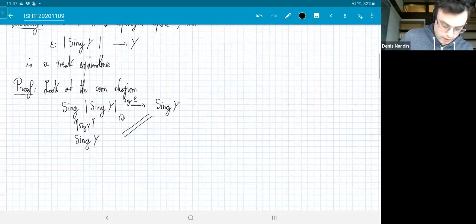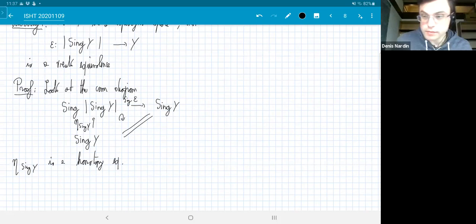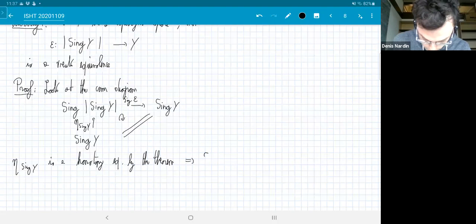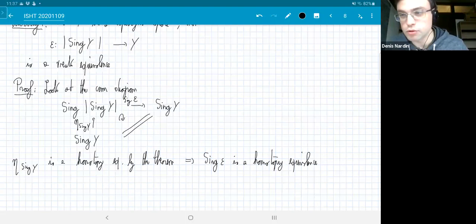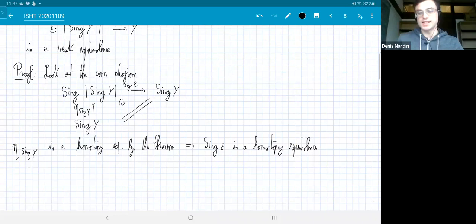And eta sing y is a homotopy equivalence by the theorem. Therefore, sing epsilon is a homotopy equivalence. And I'm slightly cheating here in that I haven't proven that homotopy of maps respects compositions, but I put it in the exercise sheet, so that's fine. It's also not hard. It should be the easiest of the three exercises I've given you.